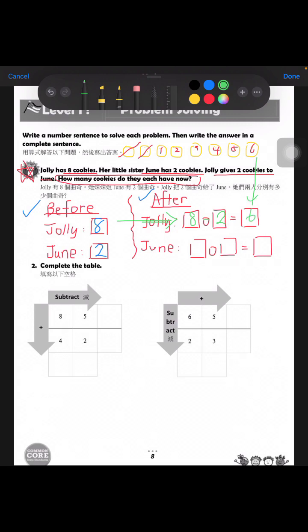So we write down 6 here. And then how about June? How many cookies does she have now? Okay, at the beginning she had 2 cookies. And then Julie gives her 2 cookies. So we plus 2. 2 plus 2 equals how many? Yes, it's 4. So Julie now has 6 cookies and June has 4 cookies.